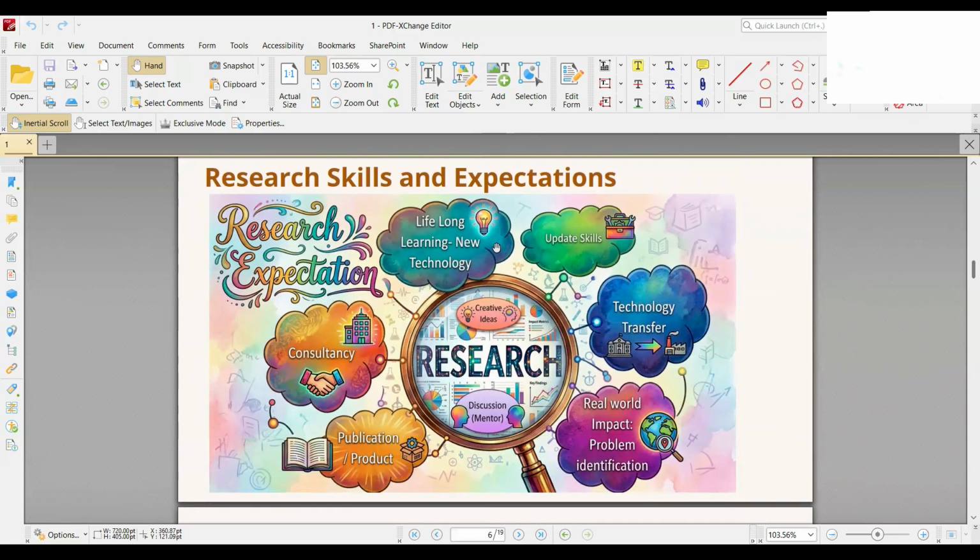The cycle of our scholarly work: our research requires a complete cycle of growth, mentorship, continuous learning, and practical problem solving.